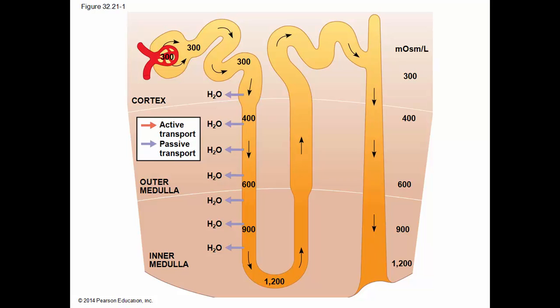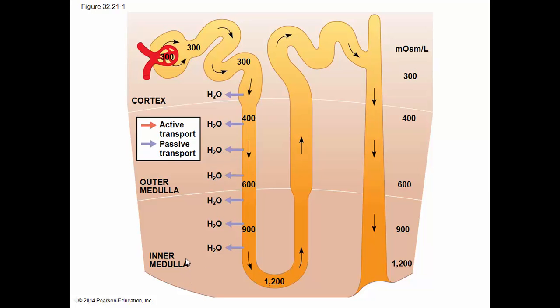The filtrate makes three trips between the cortex and the medulla: first down, then up, and then down again in the collecting duct. As the filtrate flows in the collecting duct past interstitial fluid of increasing osmolarity, more water moves out of the duct by osmosis. The loss of water concentrates the solutes, including urea, that will be excreted in the urine. So this is how water is transported out.